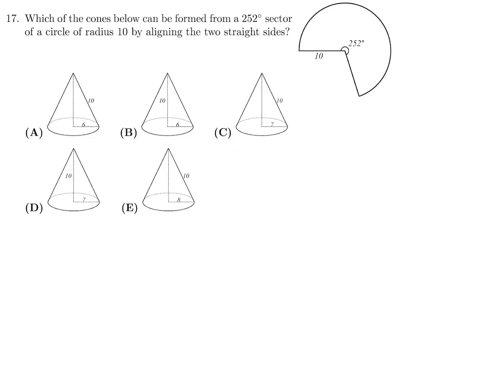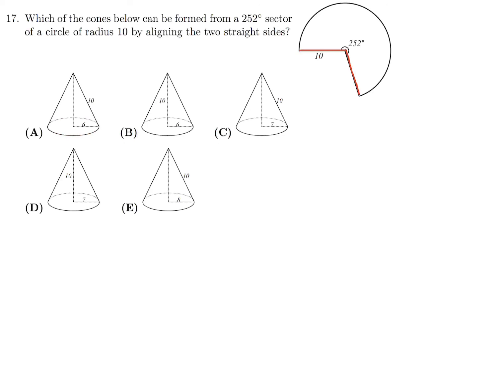Which of the cones below can be formed from a 252-degree sector of a circle of radius 10 by aligning the two straight lines? All right, so try to figure out what they're doing in this question. They're taking the sides right here, this one, and this one, and they're going to join it together. So, glue it together. And when they do, it will form a cone, like the ones that they've shown. They're all the same except for the length that they show for the new circle that's formed as the base right there.